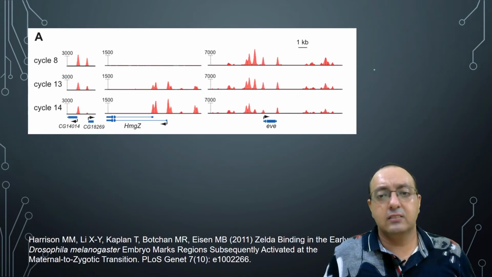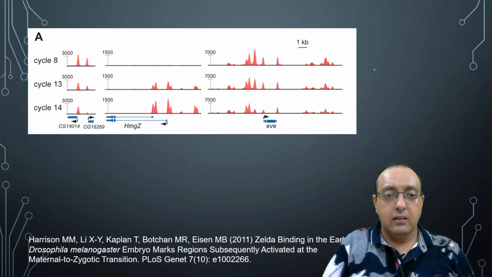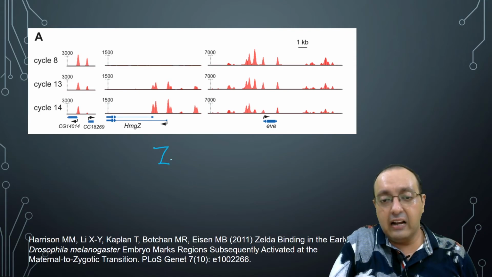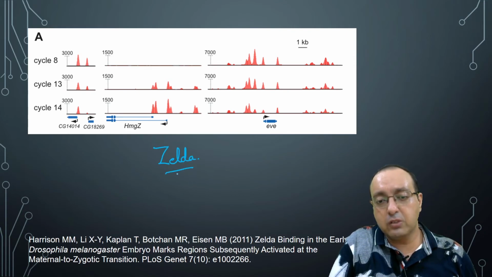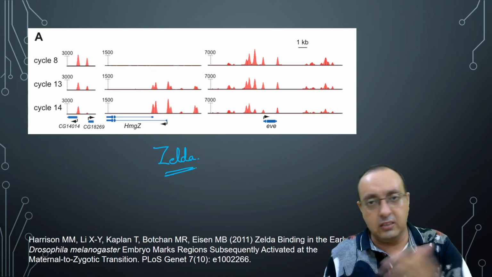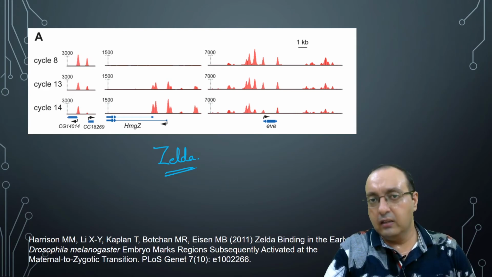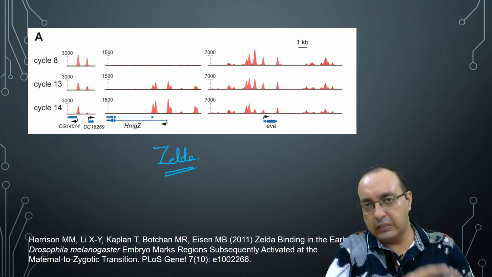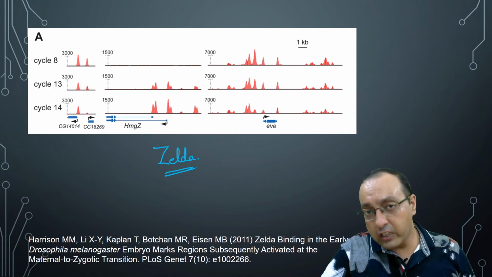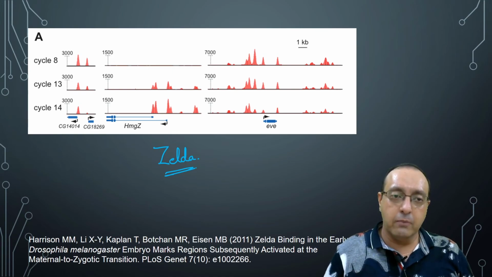Here you can see another study. So this gives you an idea about the dynamic nature of ChIP-Seq. This is looking at Zelda binding. Zelda is a transcription factor involved in the maternal to zygotic transition in the early fly embryo. So the maternal genes are basically switched off when the embryo starts to develop, and the zygotic genes are turned on. In that transition, Zelda plays a critically important role.